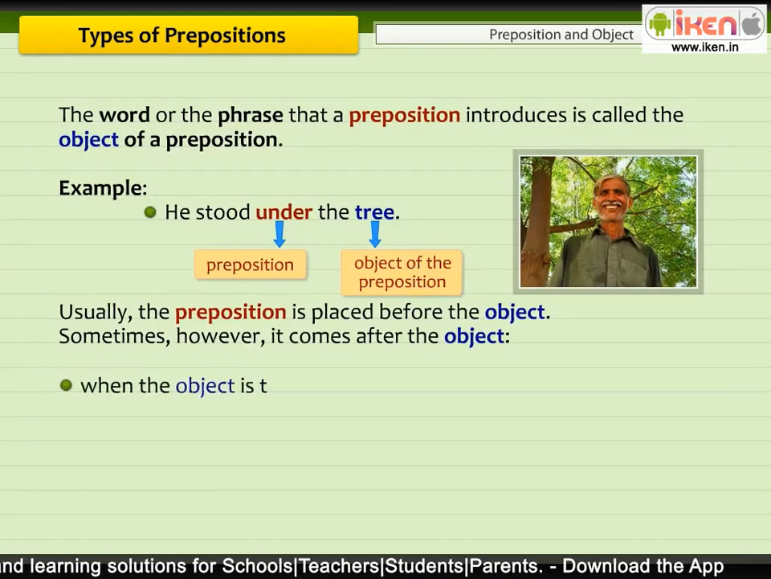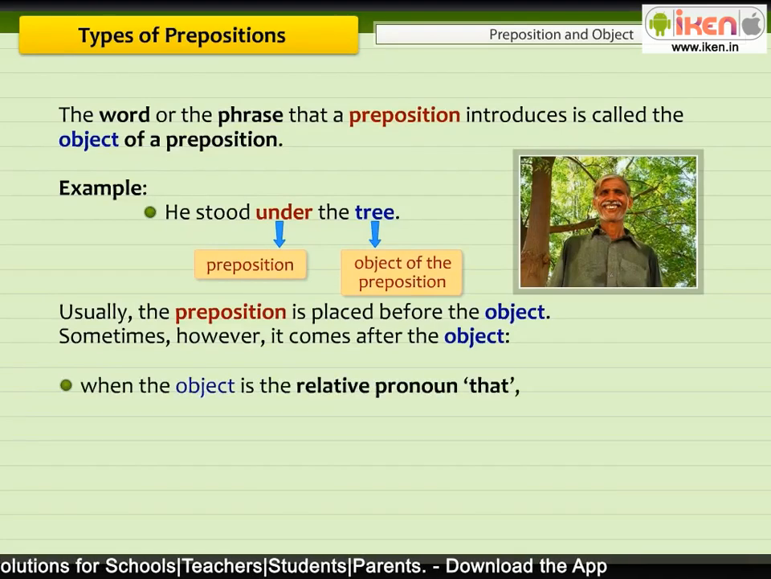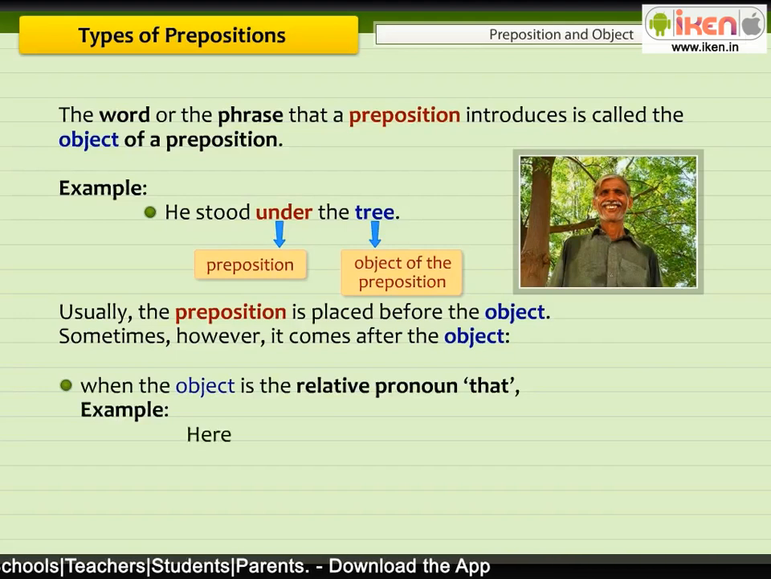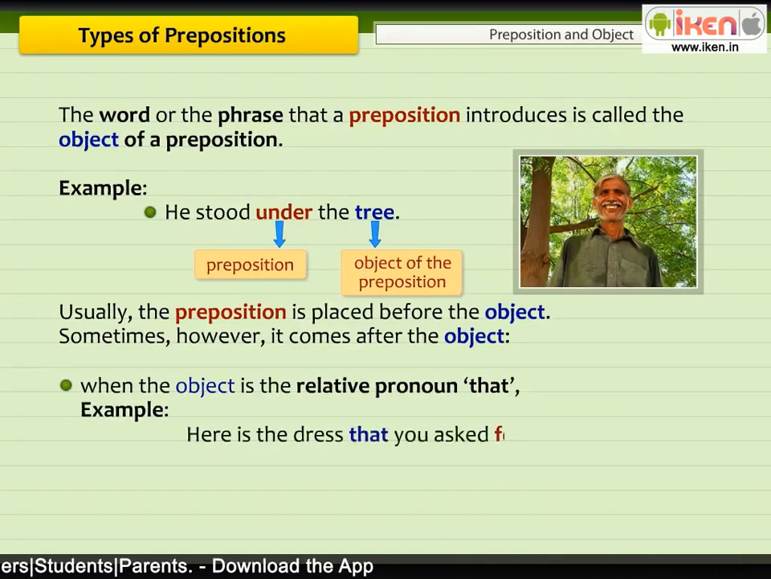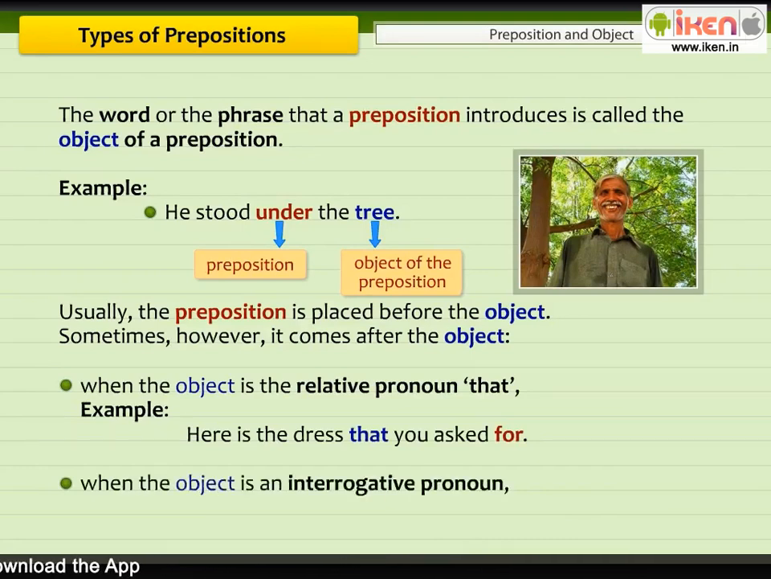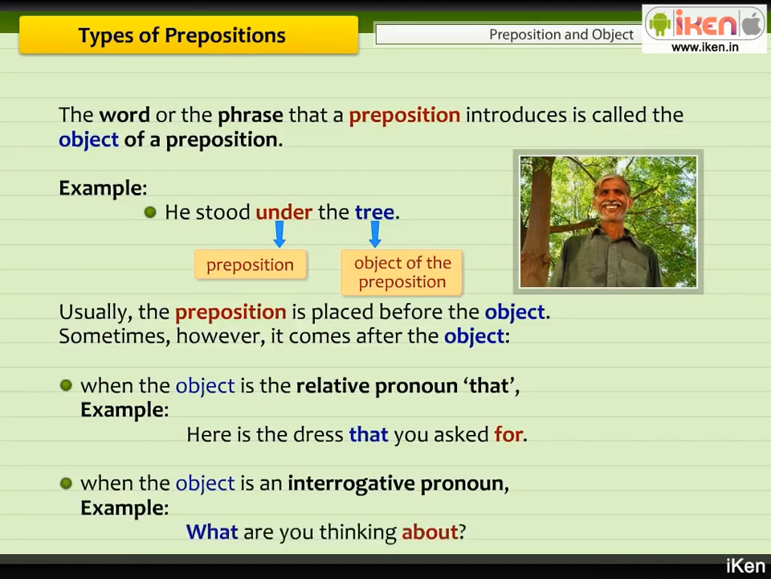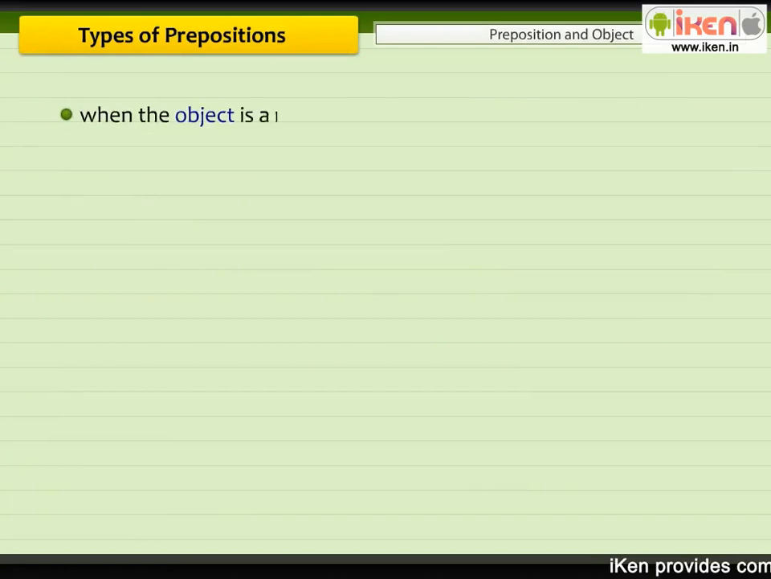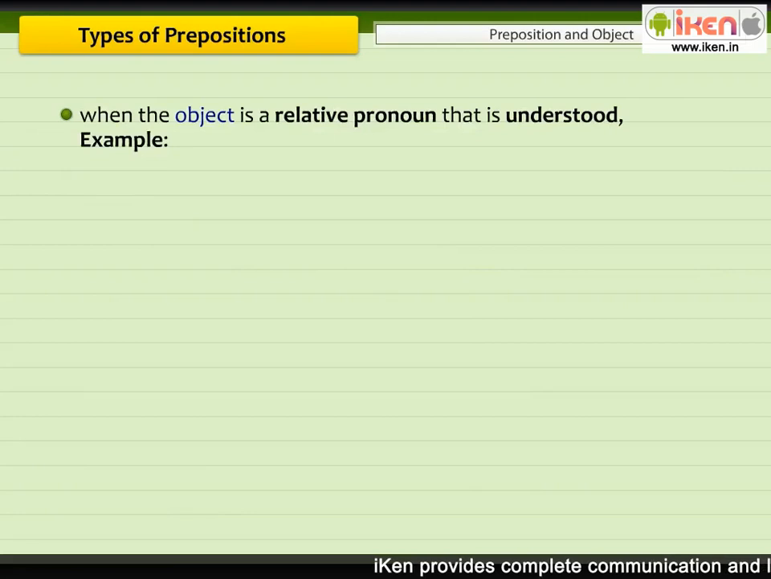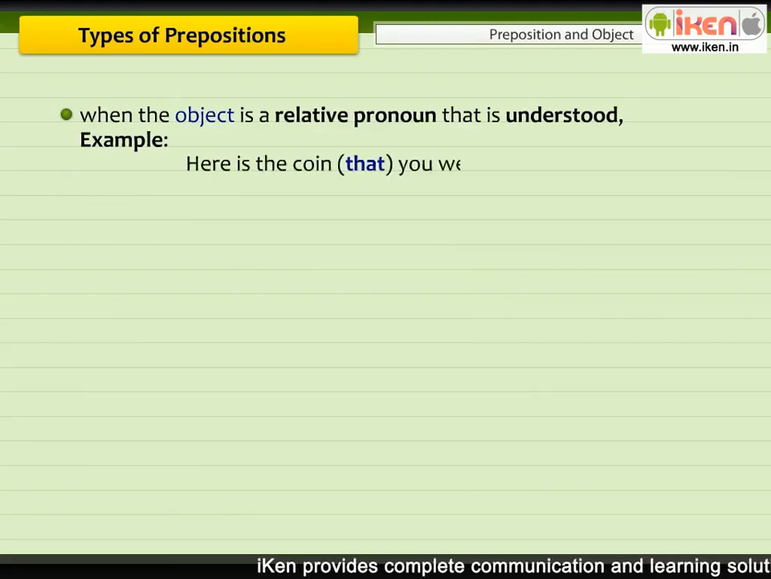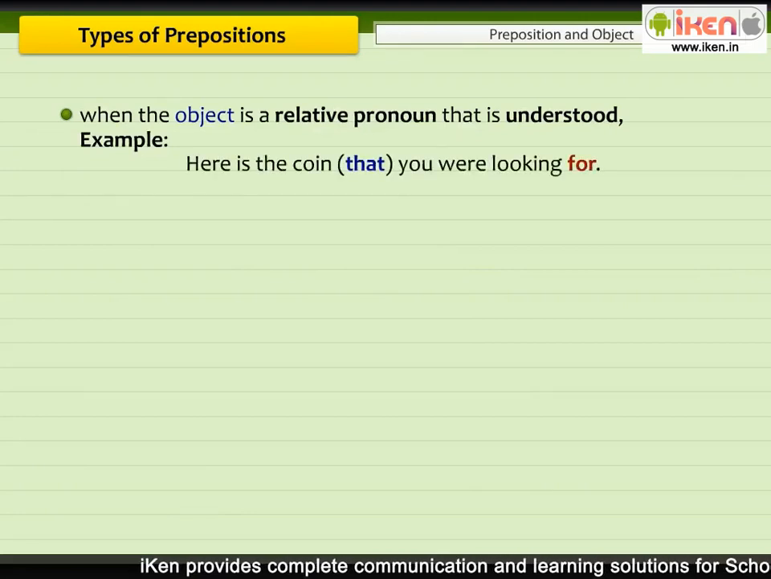When the object is the relative pronoun that. For example, here is the dress that you asked for. When the object is an interrogative pronoun. For example, what are you thinking about? When the object is a relative pronoun that is understood. For example, here is the coin that you were looking for. The relative pronoun that is not said but understood.